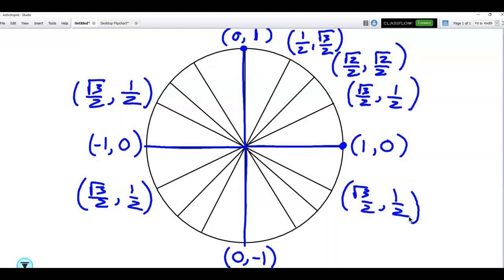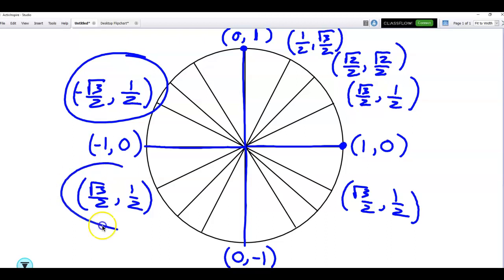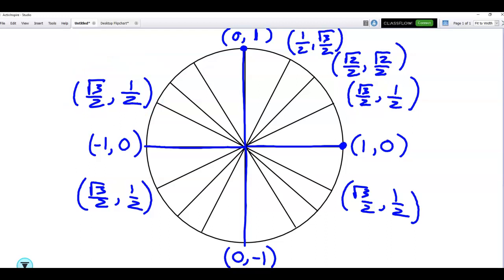and 1/2. But like I said, the only difference is going to be in the signs. Since you're in the second quadrant over here, the x value is to the left, so it's negative, but the y value is still above the x-axis, so that would be positive. For this one here, we have the y value is negative because it's under the x-axis, and the x value is negative. And then for the last one over here, the x value is positive, but the y value is negative. Okay? And we're just going to continue doing that with the rest of these points.